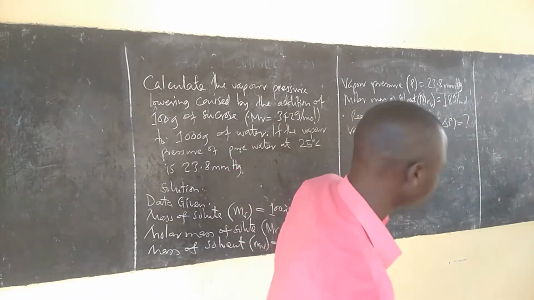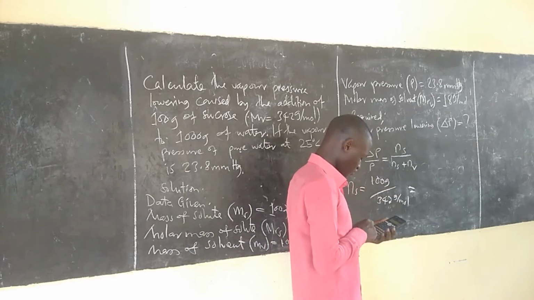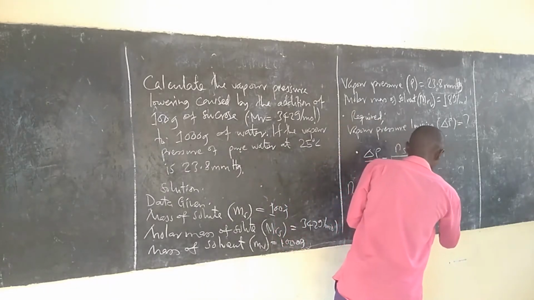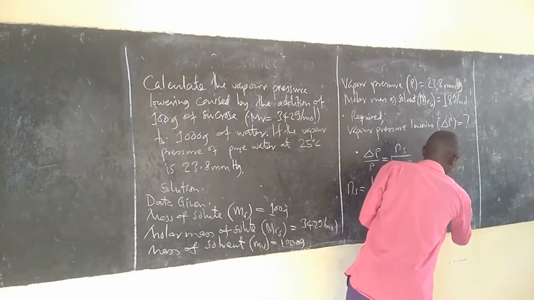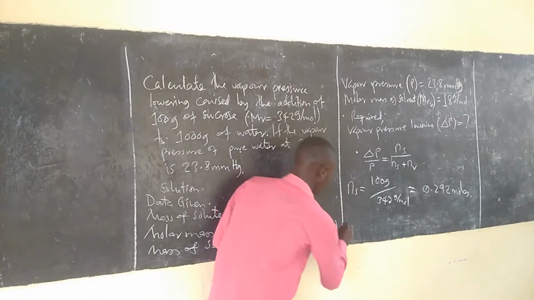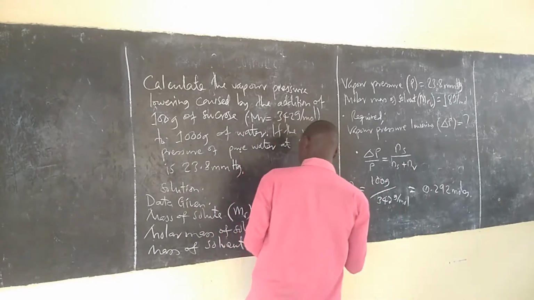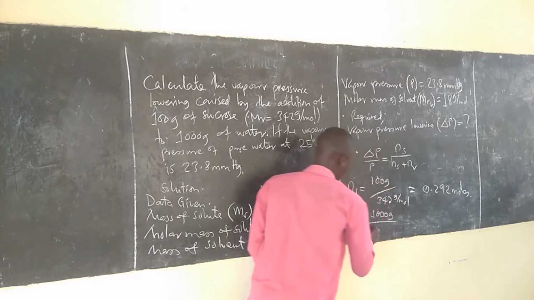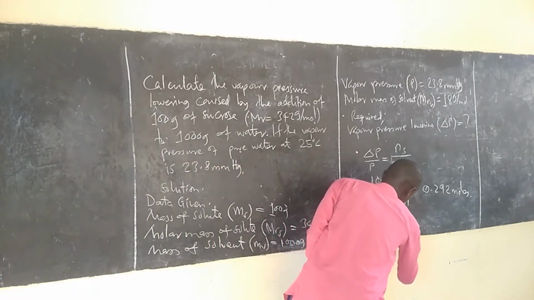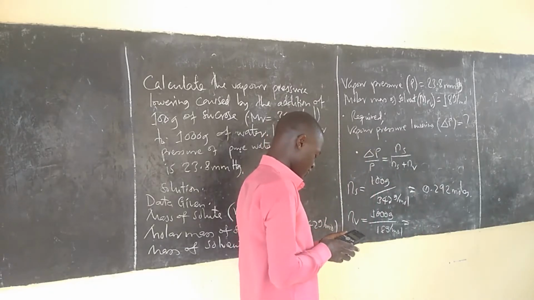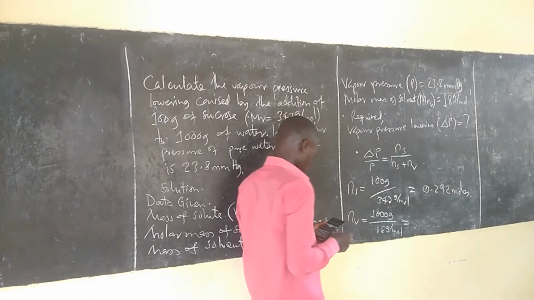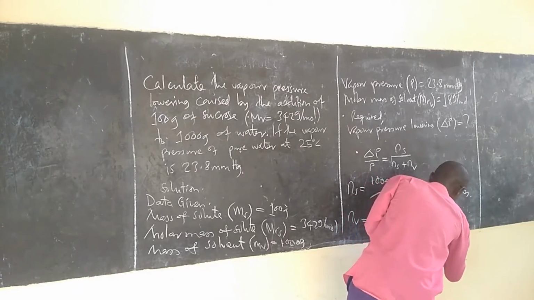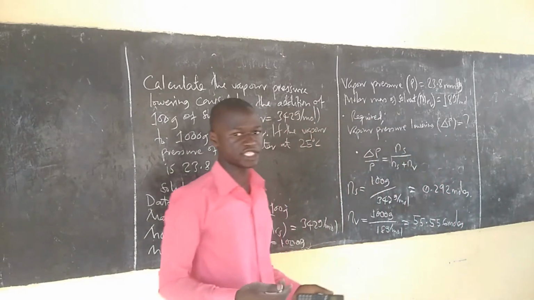So dividing 100 by 342, you get 0.292 moles. That is the number of moles of solute. For the number of moles of solvent, the mass of solvent was 1000, so it is 1000 grams divided by 18 grams per mole. Dividing 1000 by 18, you get 55.556 moles, taken to 3 decimal places.